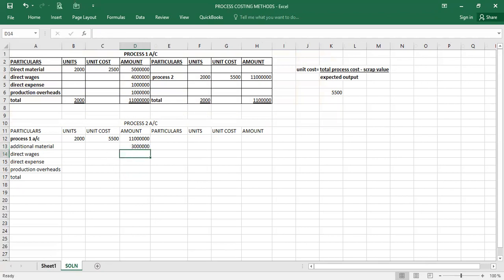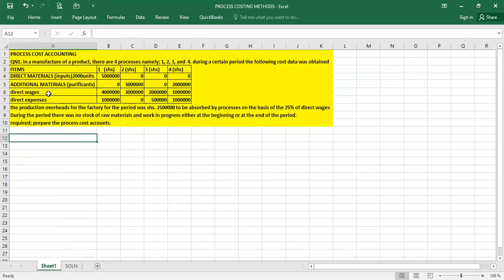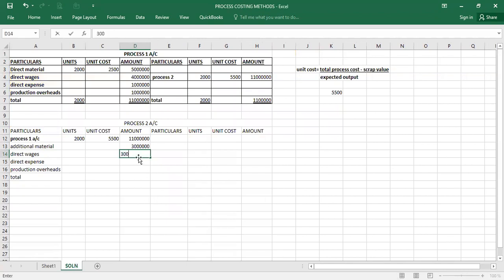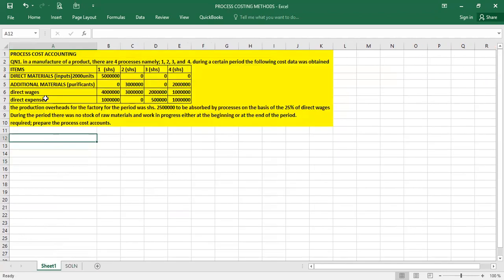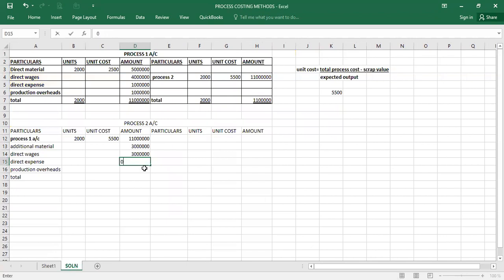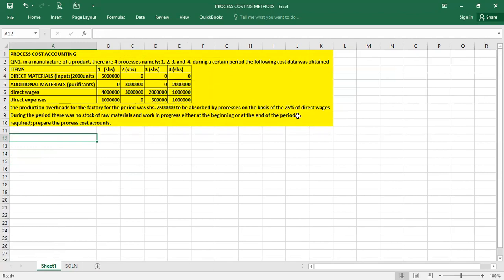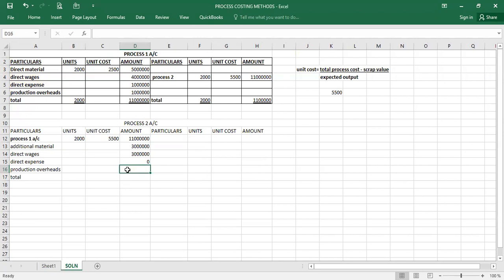Then we have the direct wages. They said it is 3 million too. So even this one is 3 million. Then direct expense is 0. We did not incur direct expenses, so we have to go to the production overheads, but they told us it is 25% of the direct material, so it is going to be equal sign 25% of the direct material.